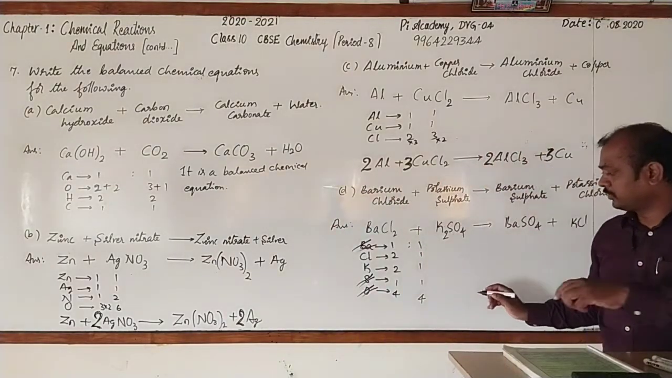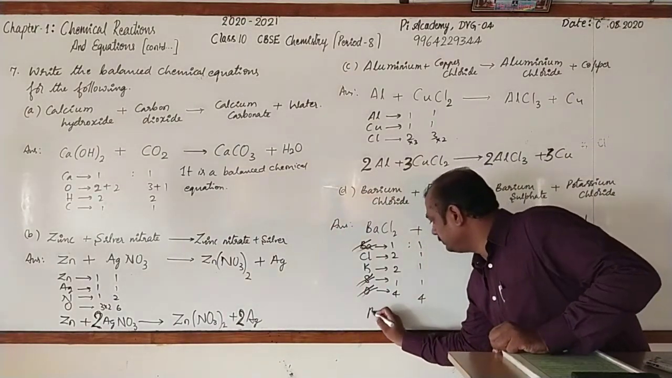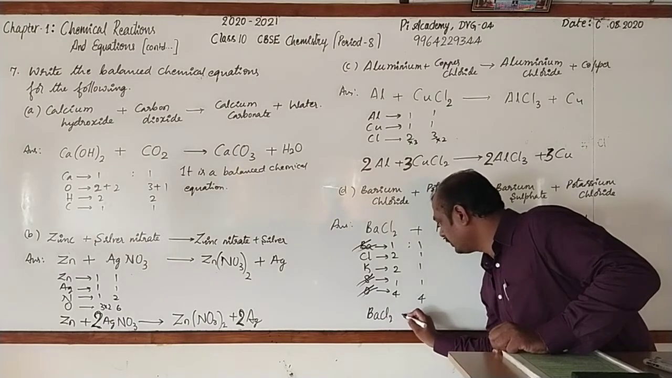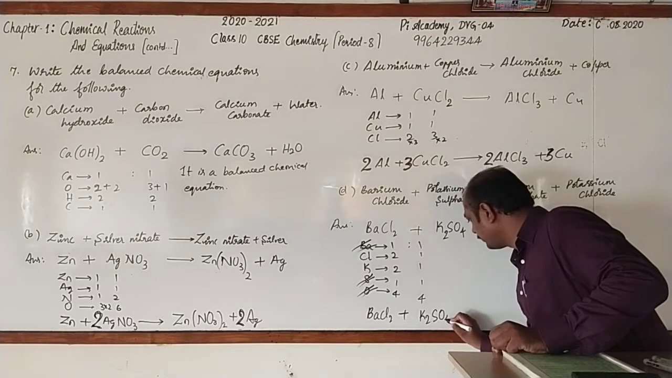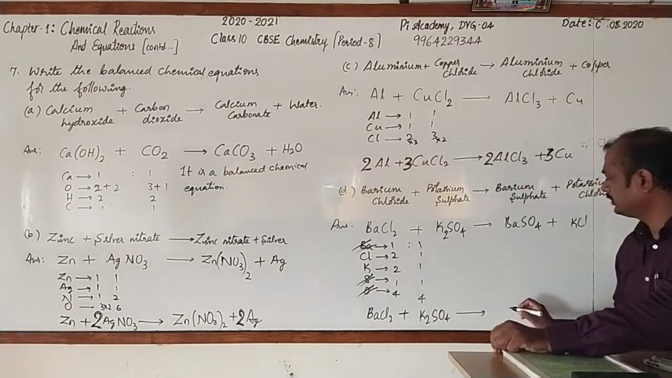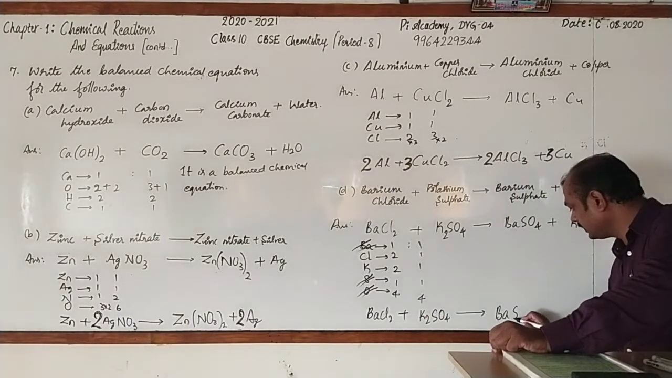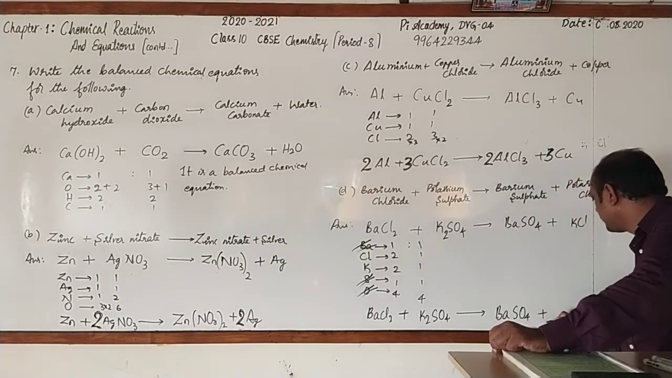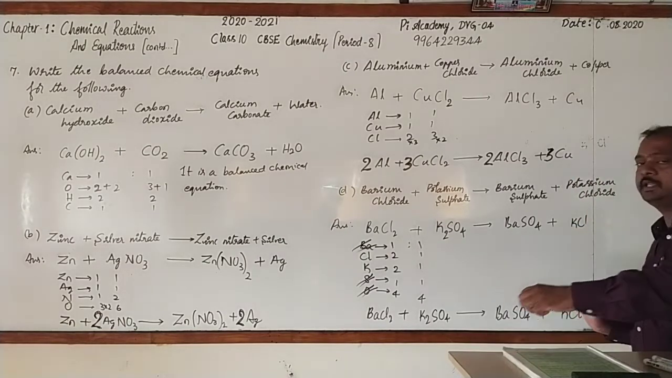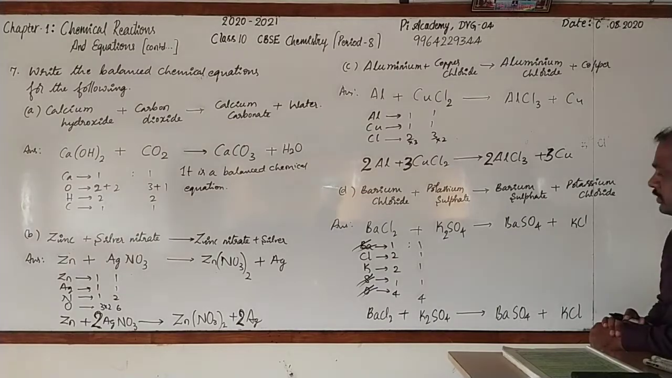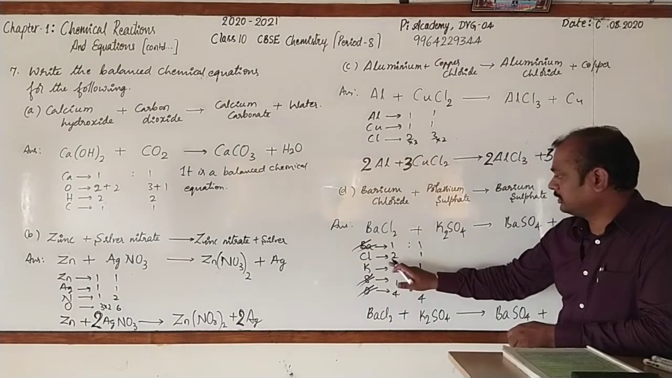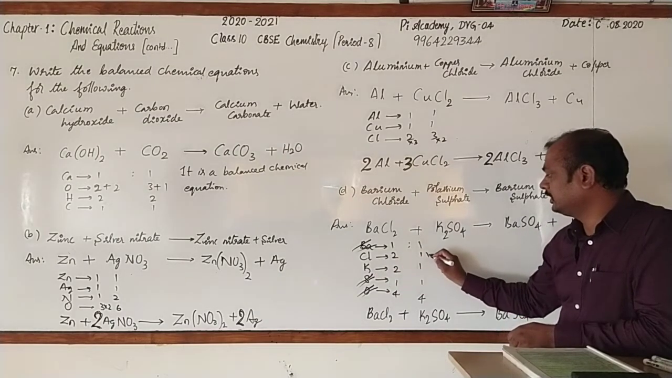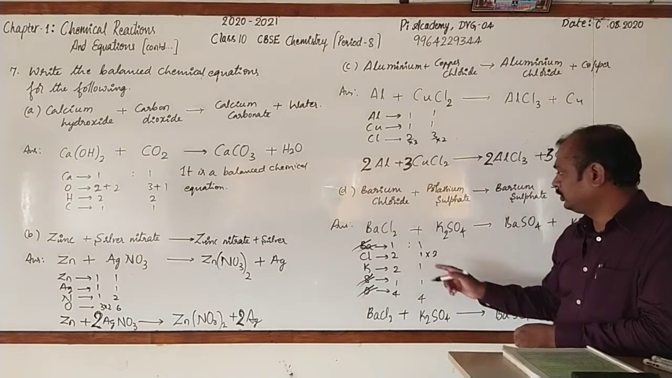So here I will write it: BaCl2 plus K2SO4 gives rise to BaSO4 plus KCl. Hope that you have understood. Now, you may balance either chlorine or potassium. Let's go for chlorine. Here 2 is there. Hence, it should be multiplied by 2 on the right hand side.